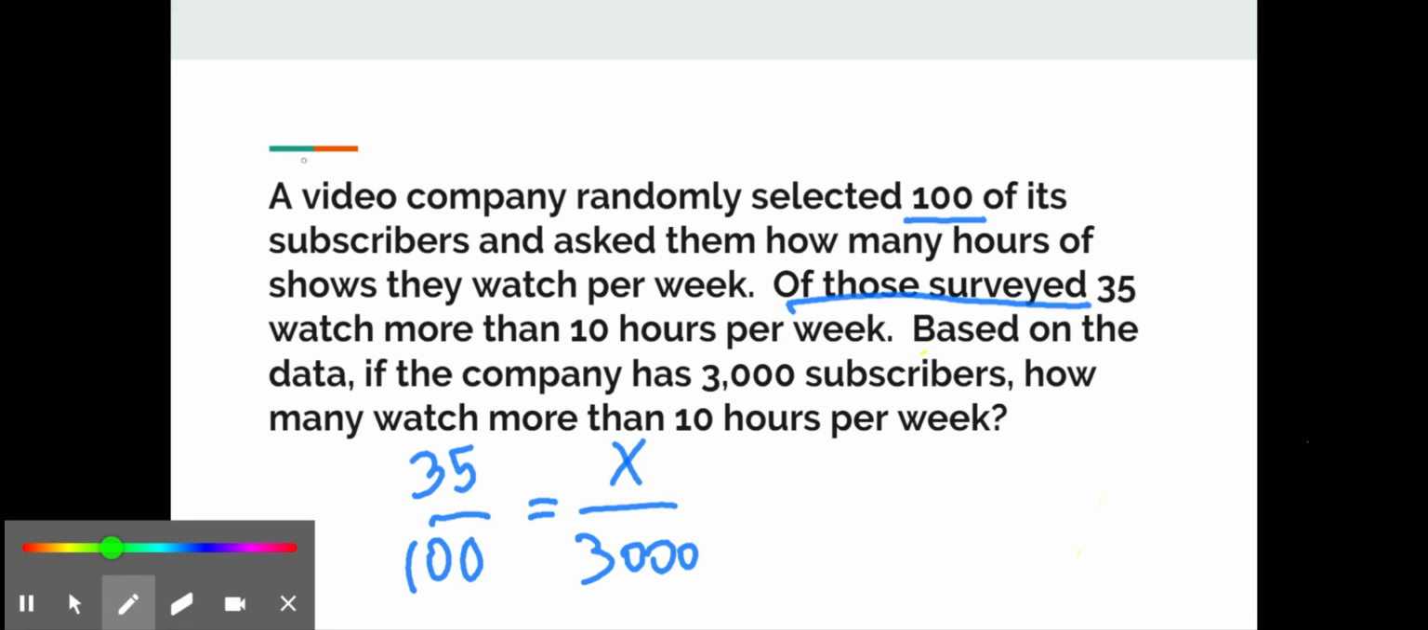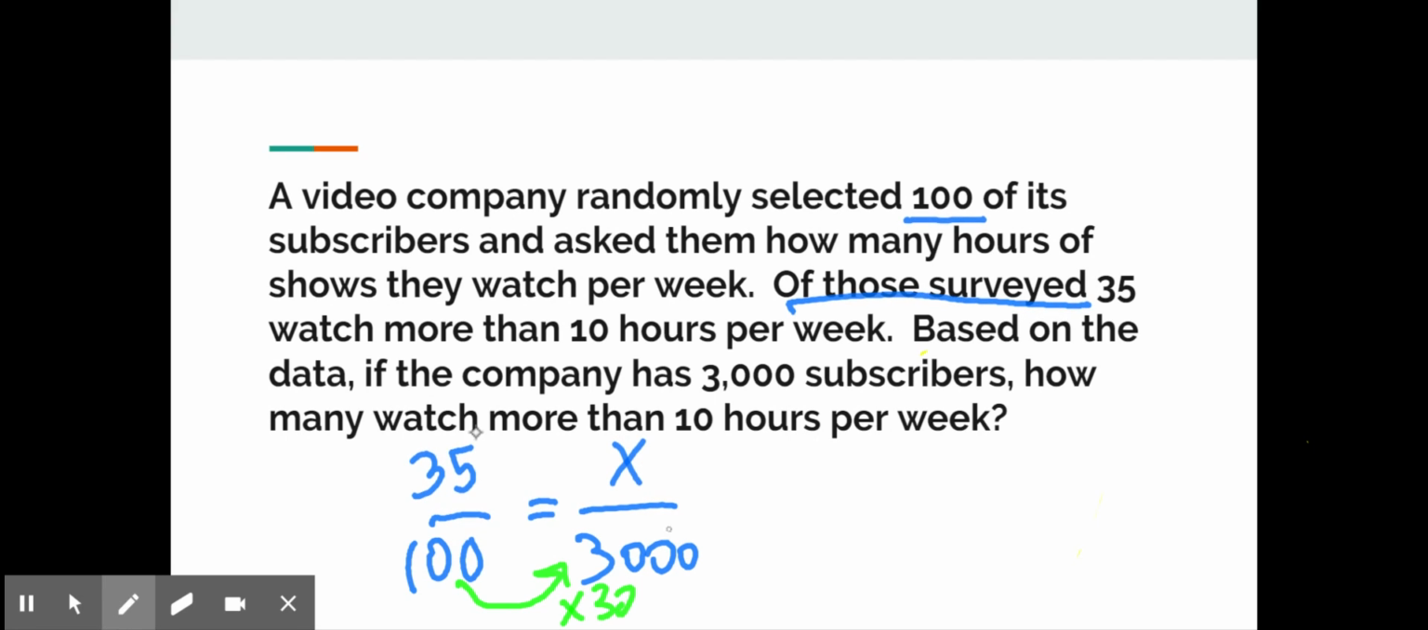There are two different methods. The first method is we could say 100 times what gives me 3,000? And we know that that's times 30. You can do this for every single proportion problem, but you cannot use addition or subtraction. You can only use multiplication and division. So if we're going to multiply our denominator by 30, we're going to do the same thing to the numerator. So 35 times 30 gets us 1,050.